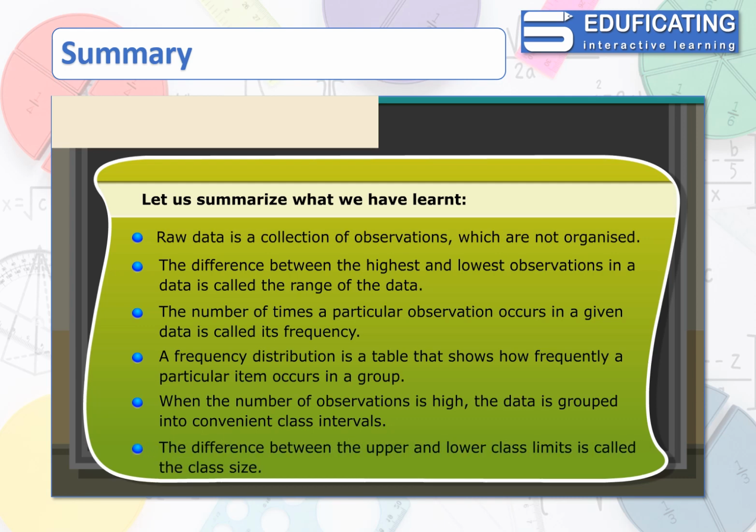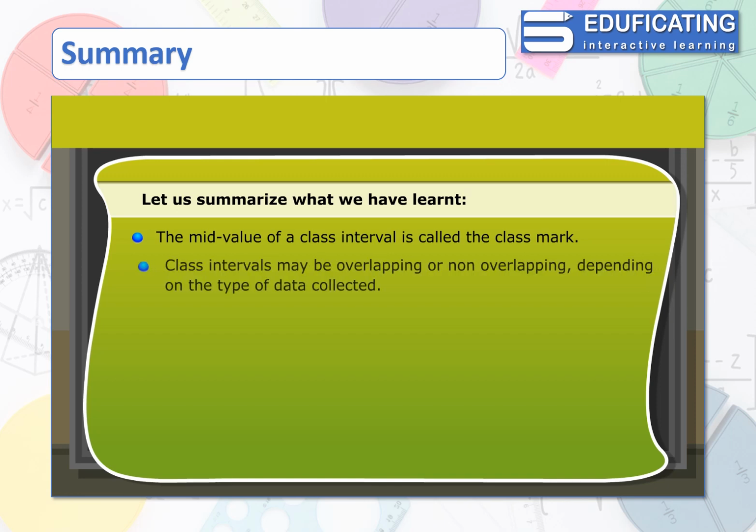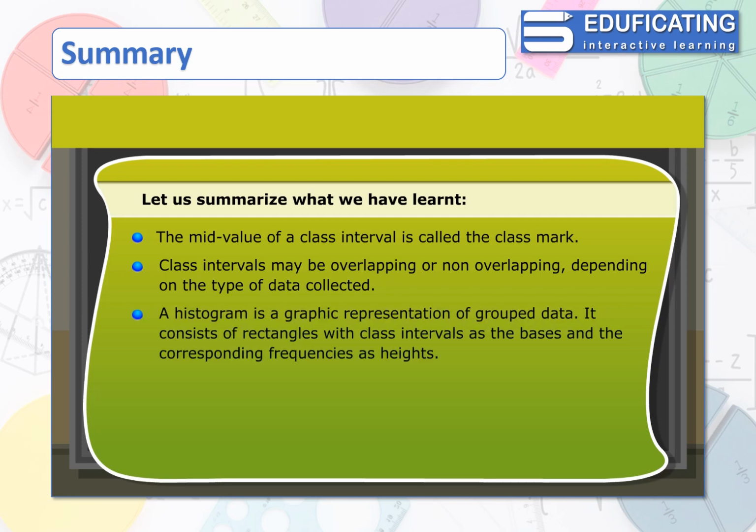The difference between the upper and lower class limits is called the class size. The mid-value of a class interval is called the class mark. Class intervals may be overlapping or non-overlapping depending on the type of data collected. A histogram is a graphic representation of grouped data. It consists of rectangles with class intervals as the bases and the corresponding frequencies as heights.